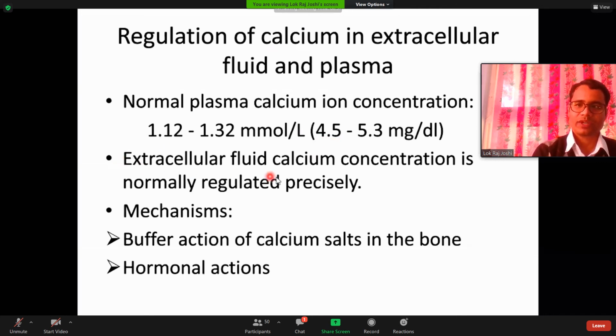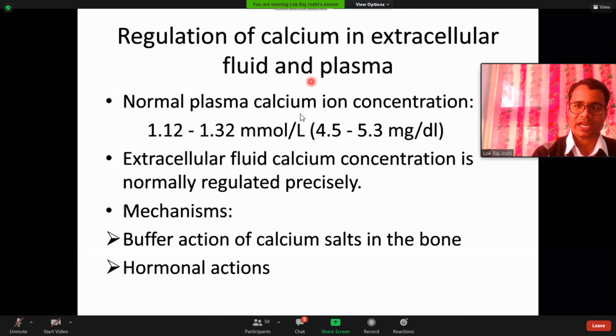And extracellular fluid calcium concentration is normally regulated very precisely. Whenever there are even minor changes in plasma calcium level, parathyroid hormone level will immediately change, and that will take the calcium levels back, maybe from bone resorption or increased reabsorption from the kidneys, or increased absorption from the intestines, and increased synthesis of vitamin D.